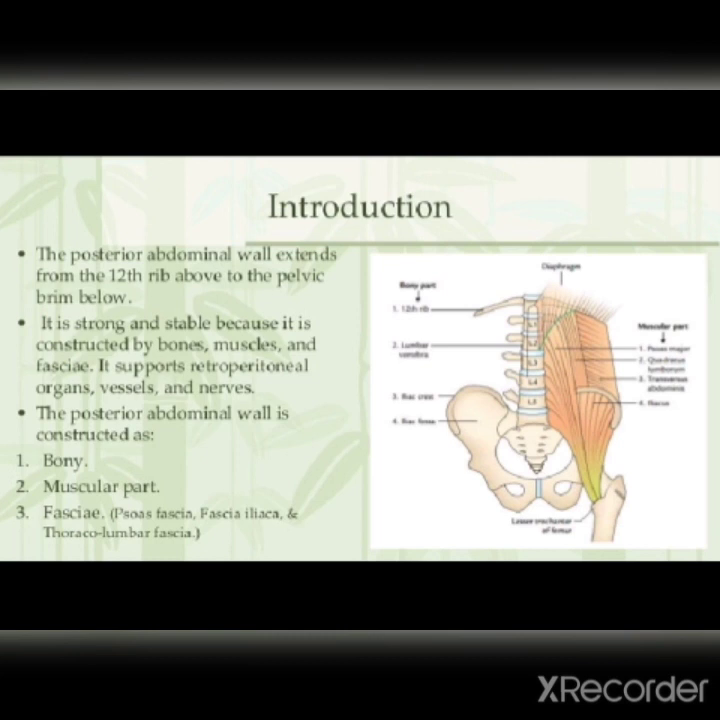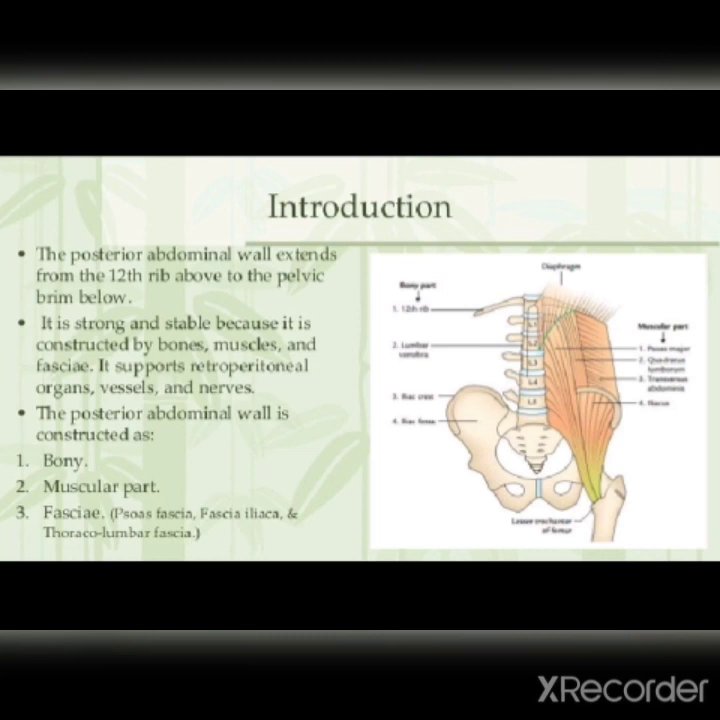Now, it is strong and stable because it is constructed by bones, muscles, and fascia. It supports retroperitoneal organs, vessels, and nerves. So this posterior abdominal wall is strong and stable because it is constructed by the bones, the muscles, and the fascia.